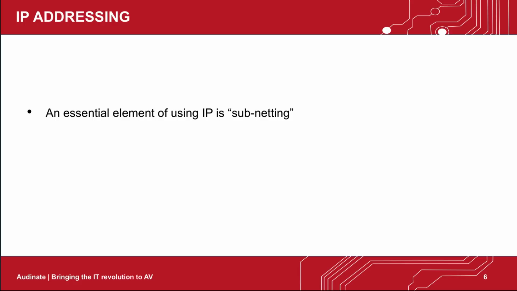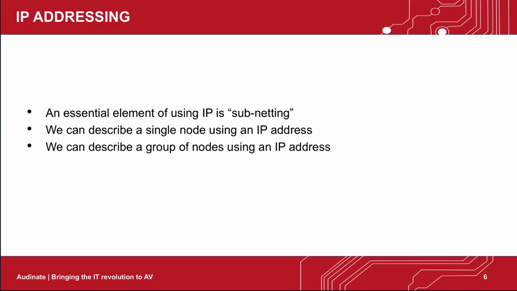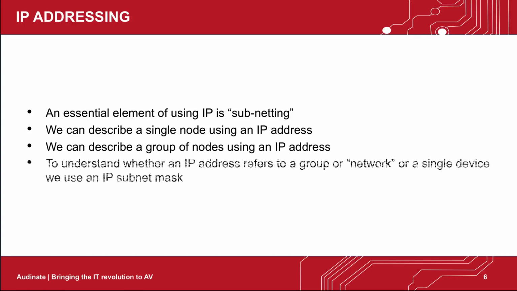An essential element of using IP is subnetting. Now, using IP, we can describe a single node as using an IP address. We can also describe a group of nodes using an IP address as being a member of a group, in this case, a network IP address. To understand whether an IP address refers to a group, a network, or a single device, we use an IP subnet mask.